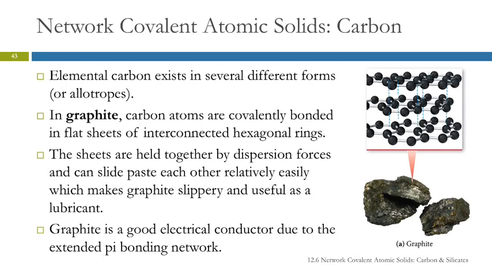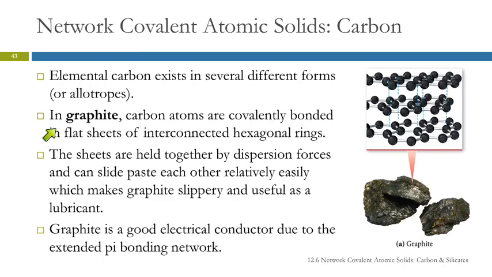So we looked at some crystalline solids. Now we're going to look at different atomic solids. We're going to look at the covalent network atomic solids. And the first one we're going to look at is carbon. So elemental carbon exists in several different forms. They're called allotropes. Allotropes are different forms of an element.